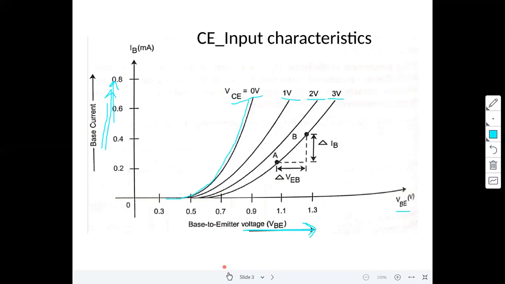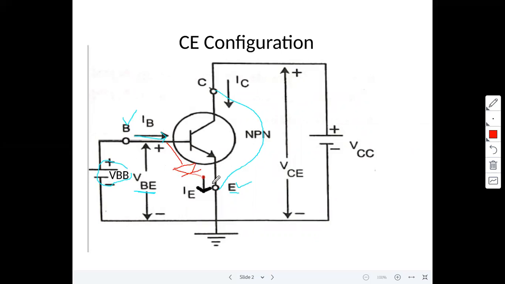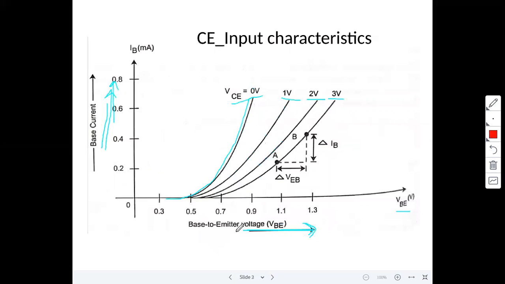Why? Because observe here, this is input characteristics. Here a forward bias diode is connected between base to emitter. Already we know the diode VI characteristics in forward bias, nothing but like this. The same thing appears here. Again, if we plot the different VC values, we get different graphs, right?